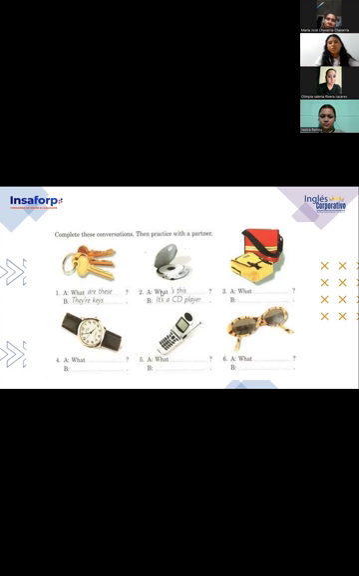What's this? Ah, what's this? Marisol? It's a CD player. Yes. Yadira and Nelvin. Number three.